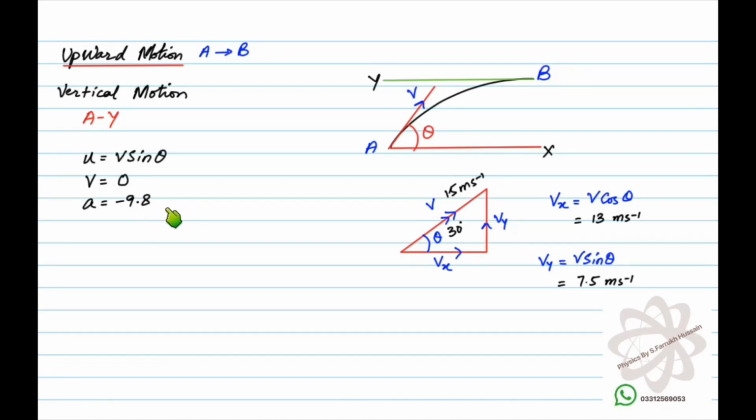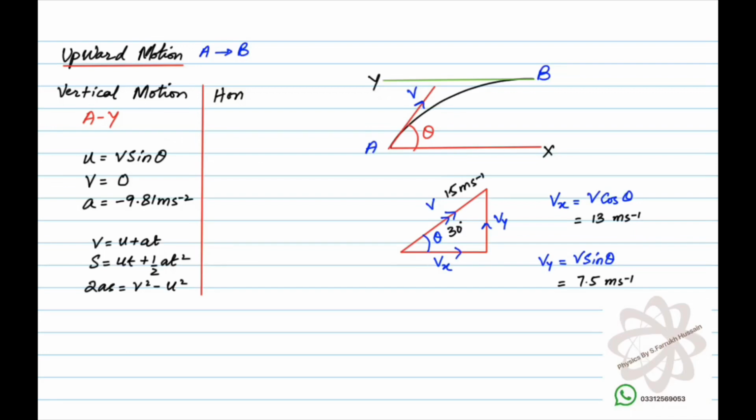Air resistance is ignored, that's why the force opposing the motion will be gravitational force, and that force will have 9.81 meters per second square deceleration on the object. So acceleration is 9.81 meters per second square. So we can use these equations: v is equal to u plus at, s is equal to ut plus half at square, 2as is equal to v square minus u square.